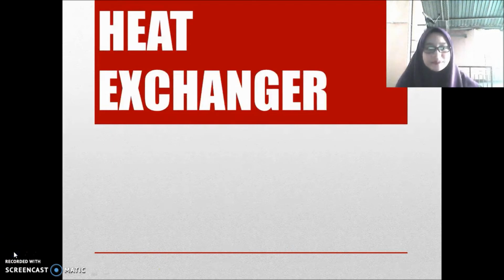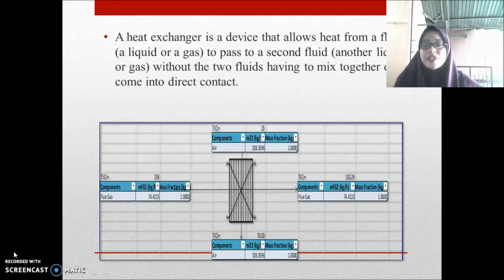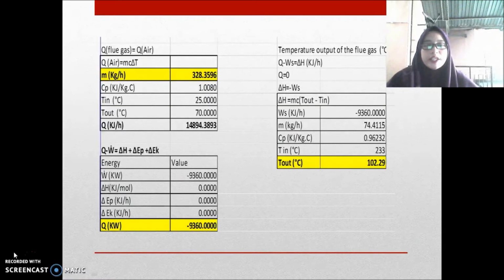Heat exchanger. A heat exchanger is a device that allows heat from a fluid, a liquid or a gas, to pass to a second fluid, another liquid or a gas, without the two fluids having to mix together or come into direct contact. Here the Q value of flue gas is equal to the Q value of air. Here we get the Q value in kilowatts, which is -9360.